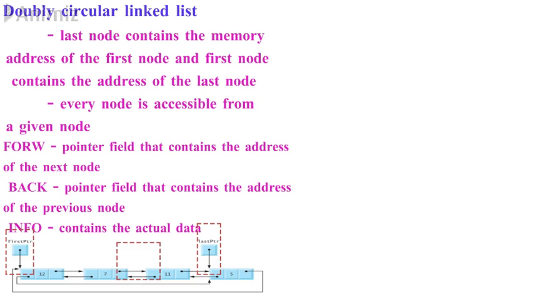Then in addition to this, 5 is the last node, 12 is the first node. You have a link from 5 to 12. That is the link from last. There also exists a link between 12 and 5. That is, it is a two-way link. You have a link from 5 to 12 and also from 12 to 5. That is, a link from the last node to the first node and from the first node to the last node.